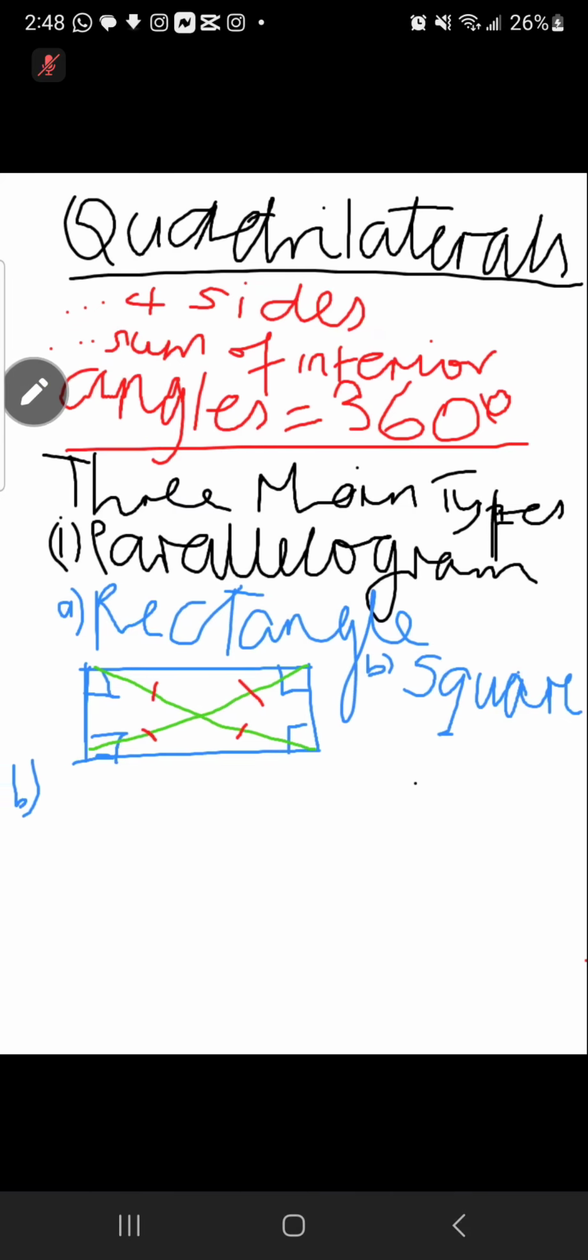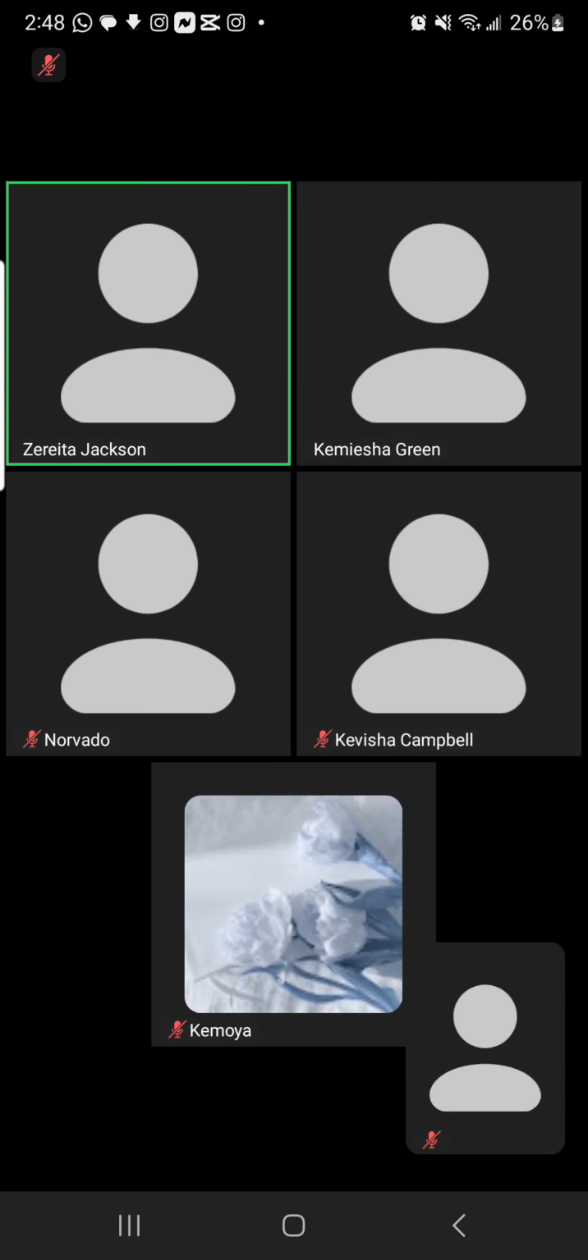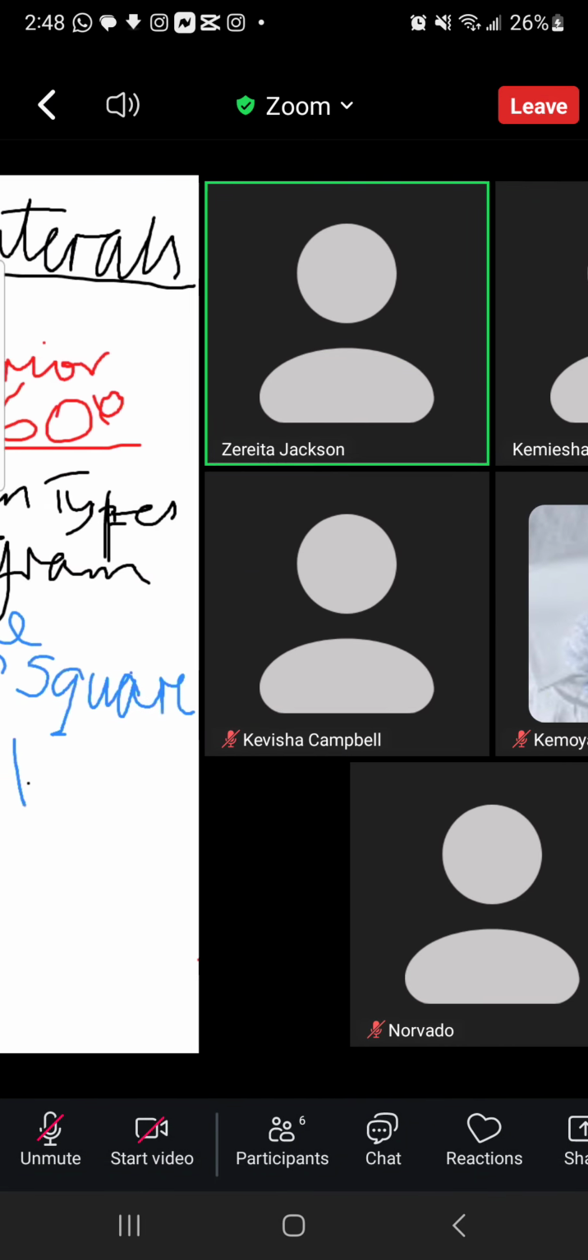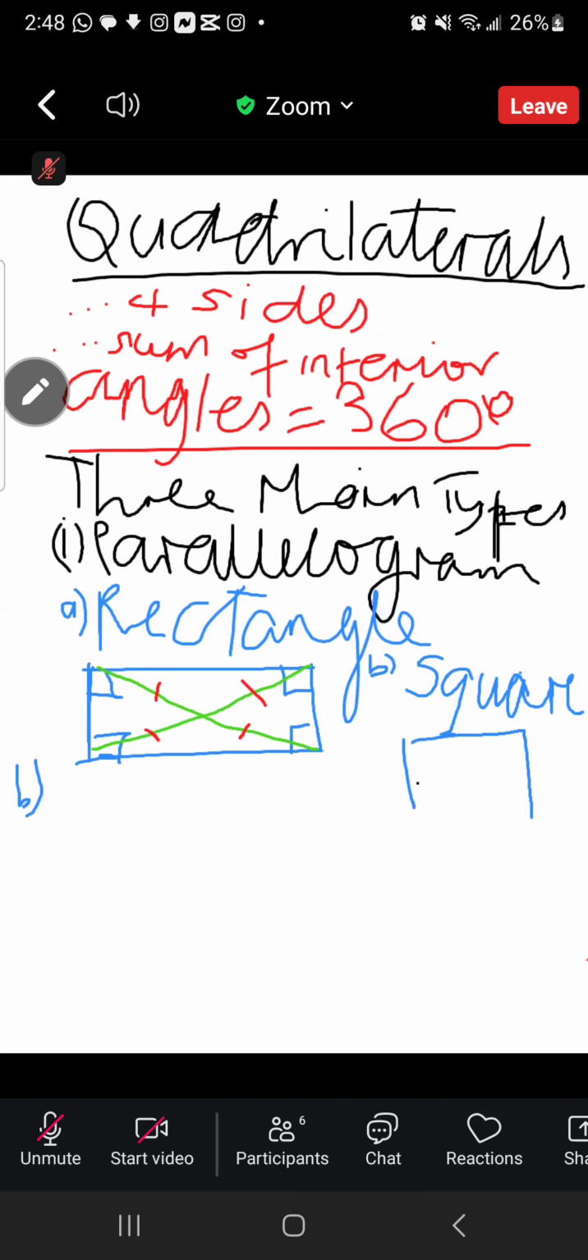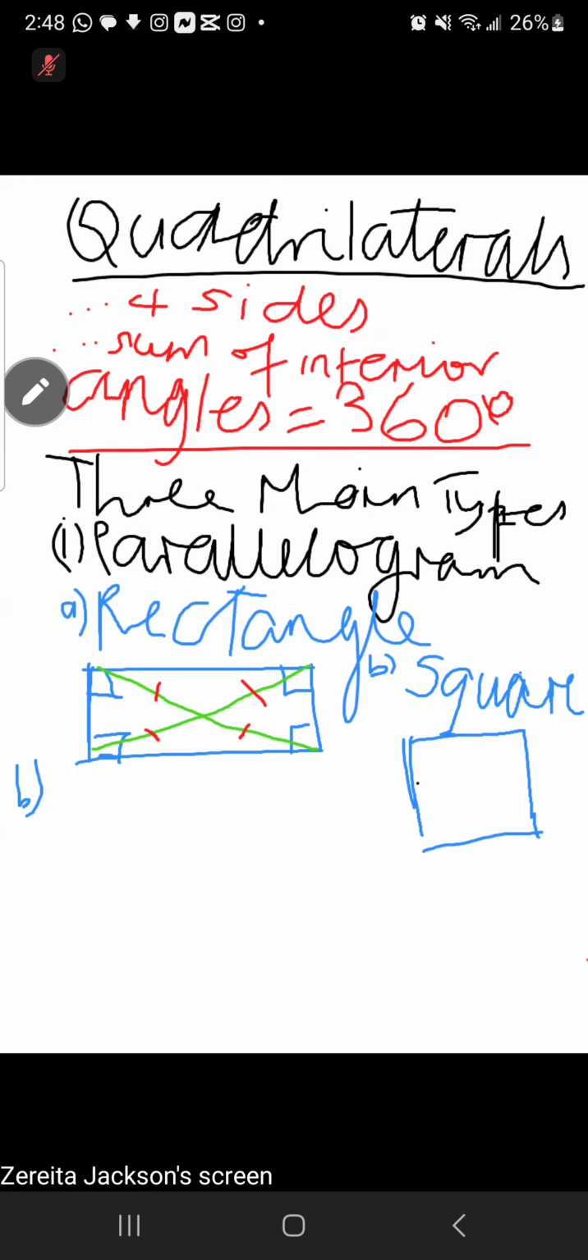Now, what makes a square a square? Let us sketch a square. All right, so this is our square. What do we know about a square? All sides are equal. All the sides are the same length. What about the angles? The angles are all right angles too.